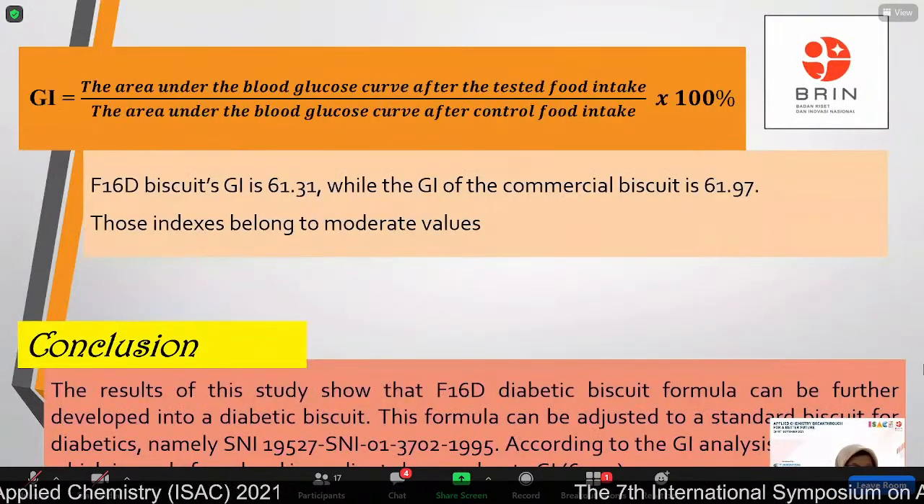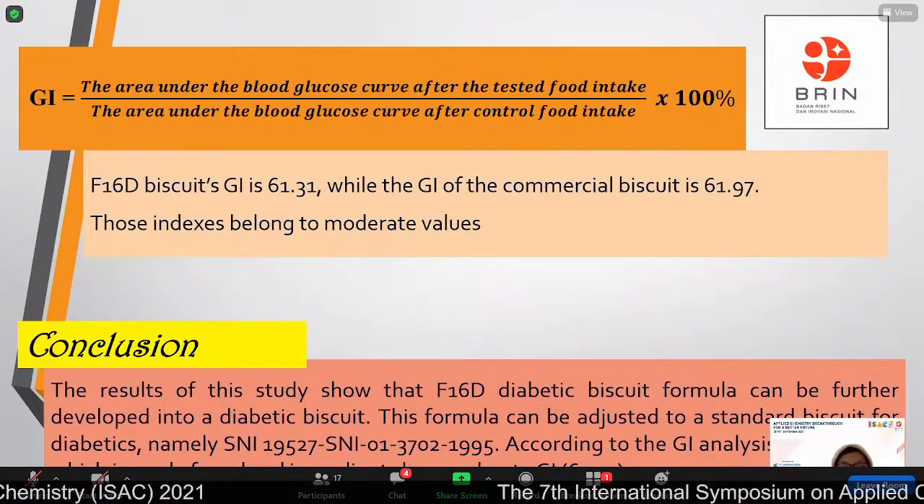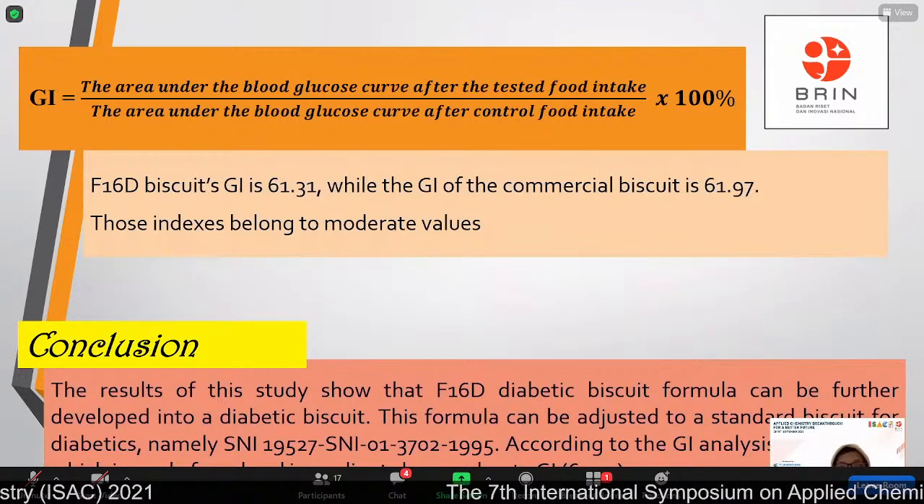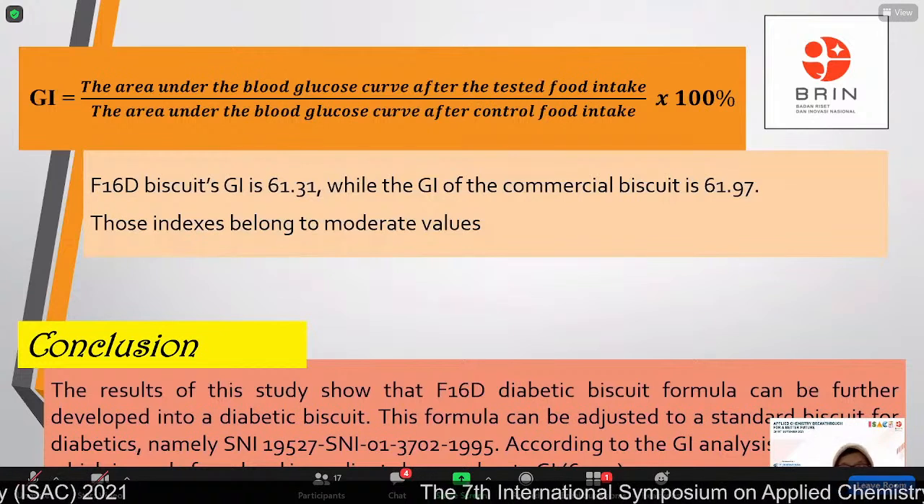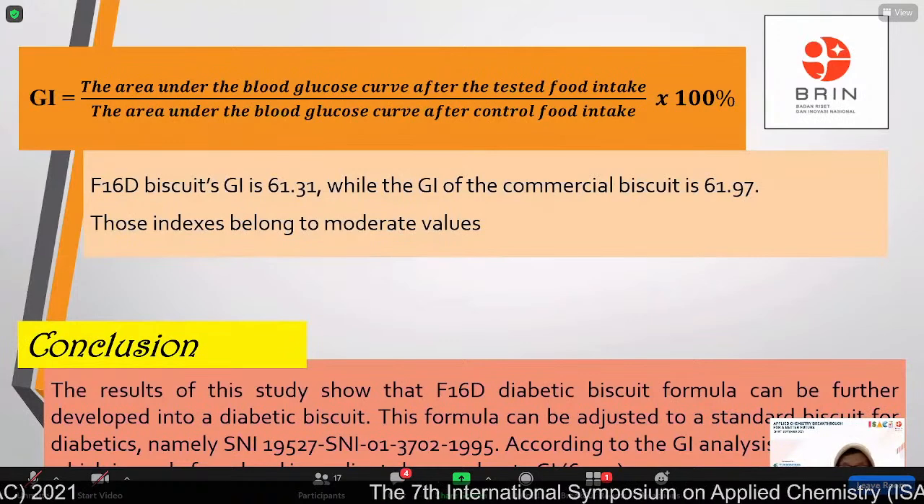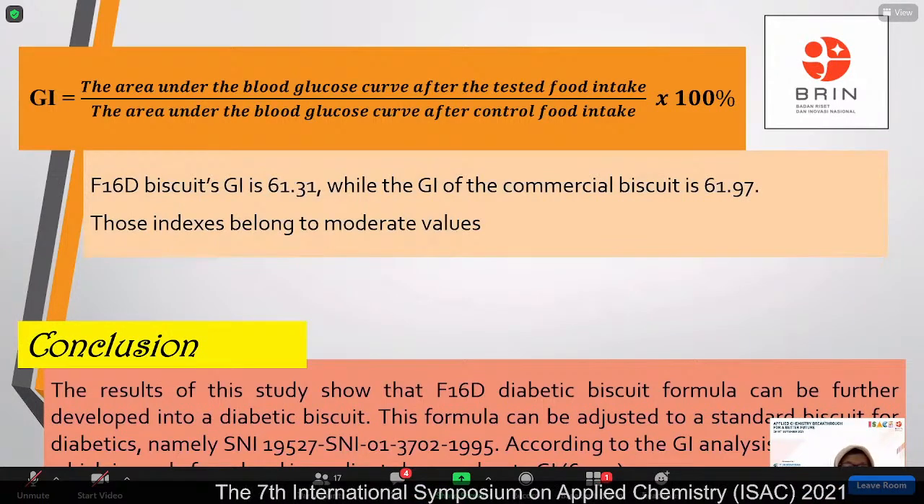To determine the GI, the following formula was used, and the result is: the F16D biscuit GI is 61.31, while the GI of the commercial biscuit is 61.87. Those indexes belong to moderate GI values.